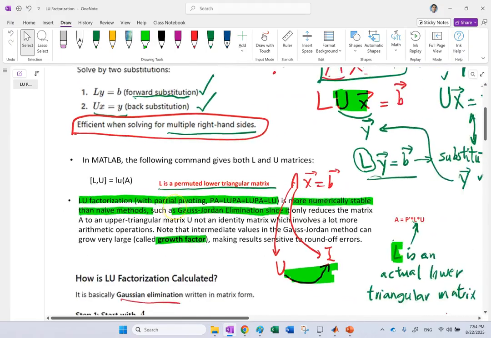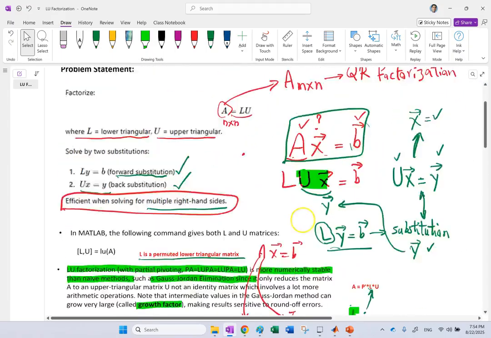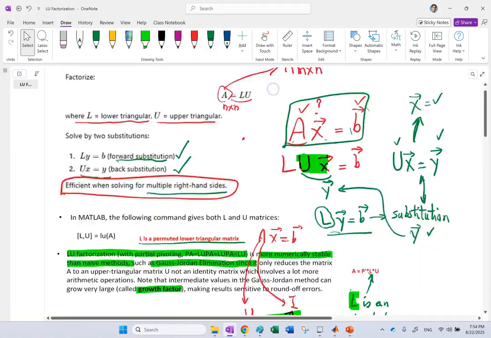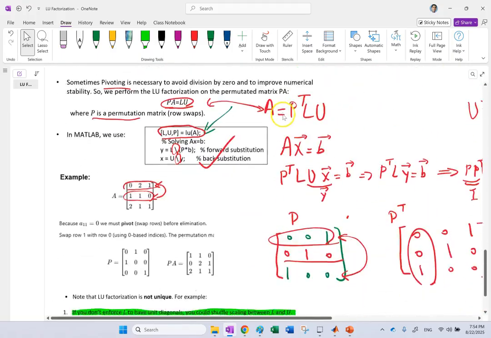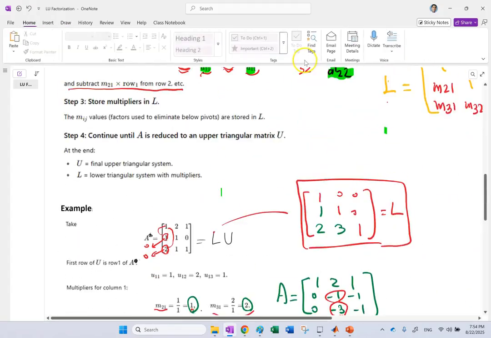So it is really something important in numerical analysis and linear algebra, and it has a lot of applications.